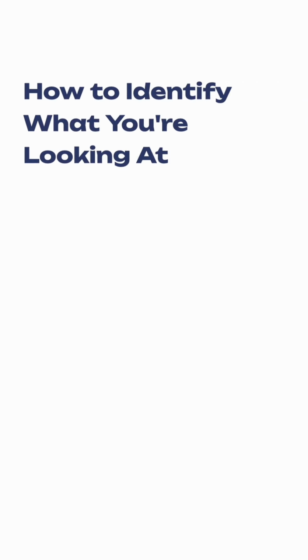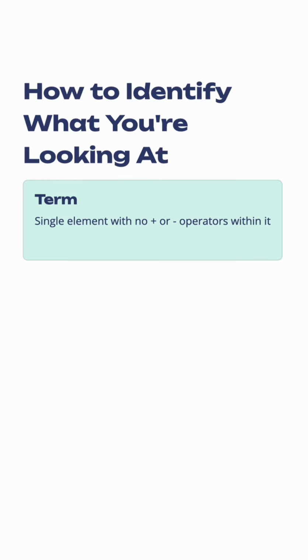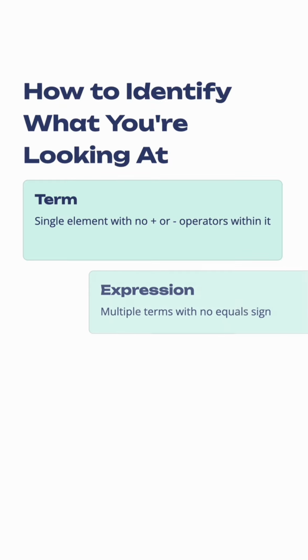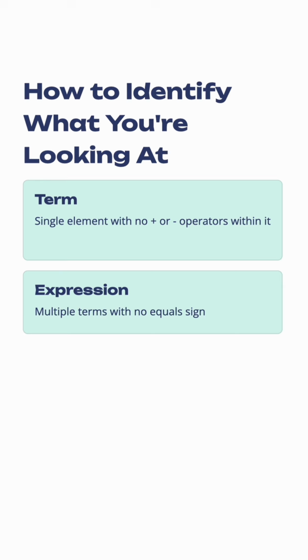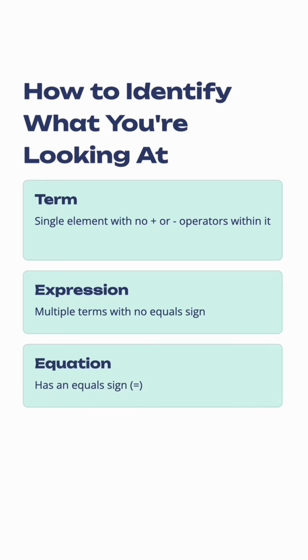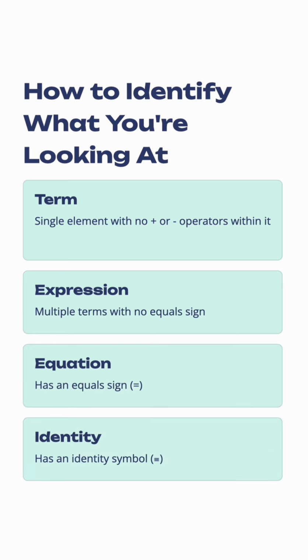How to identify what you're looking at? Here's your quick identification guide that you can use anytime. A term is a single element with no plus or minus operators within it. An expression has multiple terms but no equal sign. An equation has an equal sign, and an identity has the special identity symbol with 3 horizontal lines.